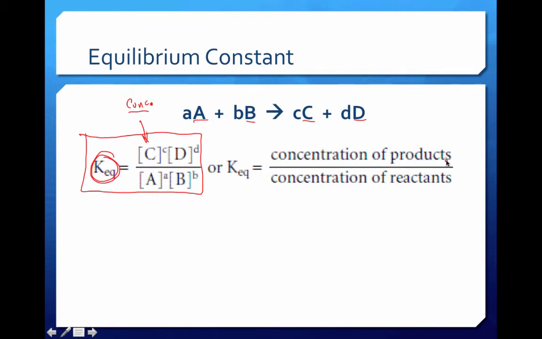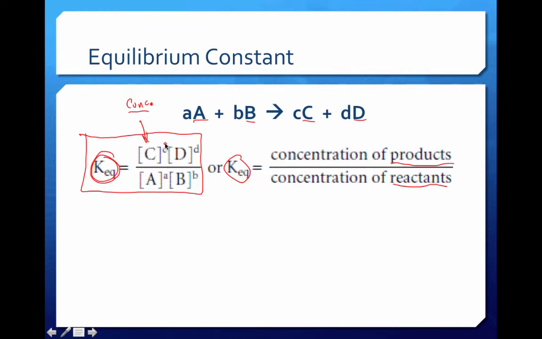And that's what we have over here. It's the idea of products divided by reactants as our ratio. A chemical that forms more products than reactants is going to get a larger value for K than one that forms more reactants than products at equilibrium.